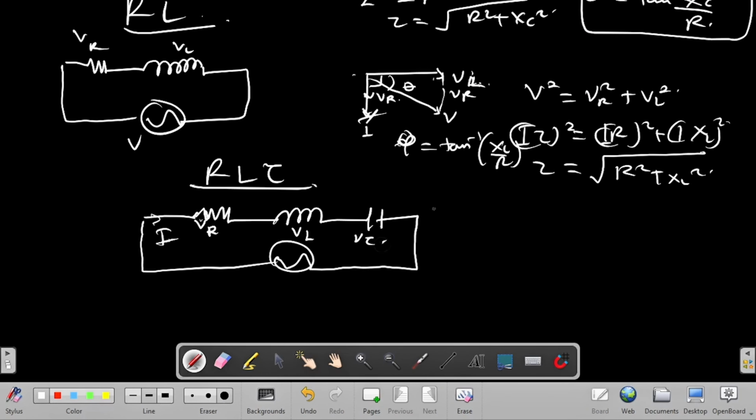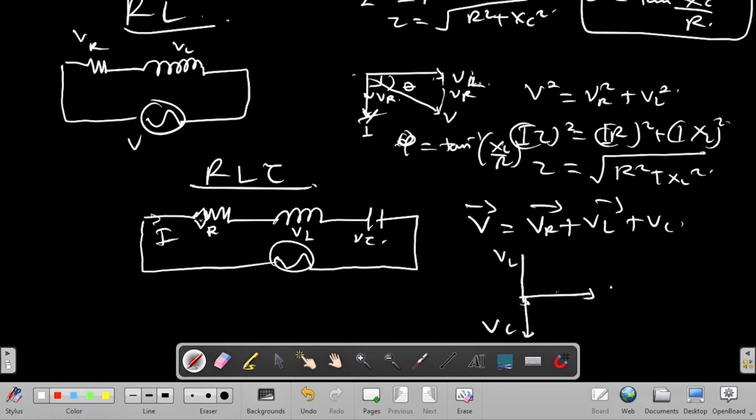In an RLC circuit, remember we have three voltages: voltage across R, voltage across L, and voltage across C. So my total voltage in vector form equals the sum of VR plus VL plus VC, right? Let's represent this using the phasor diagram. Remember that the voltage leads in the inductor, and the voltage lags in the capacitor. My current is here, I, and my VR is in phase.